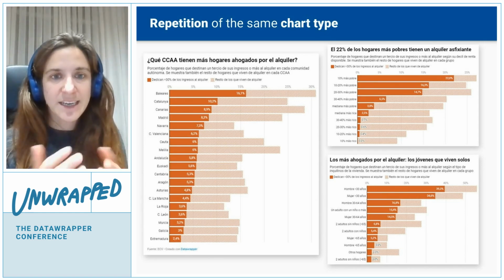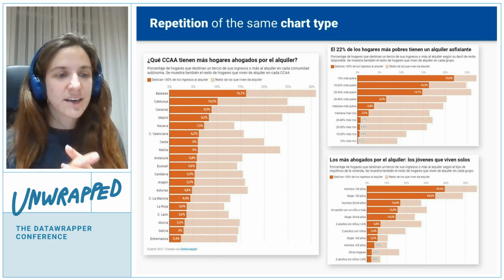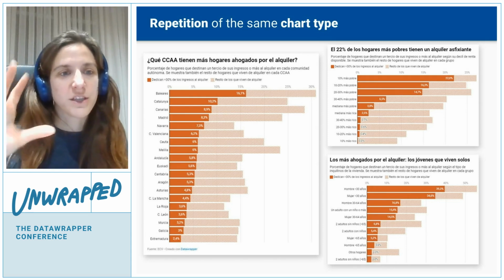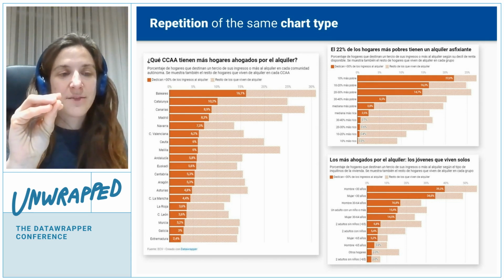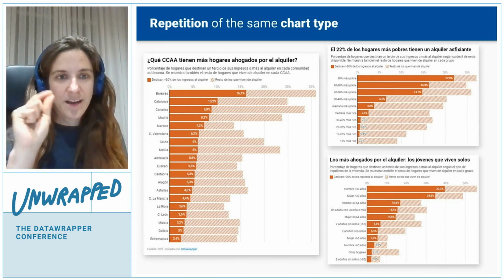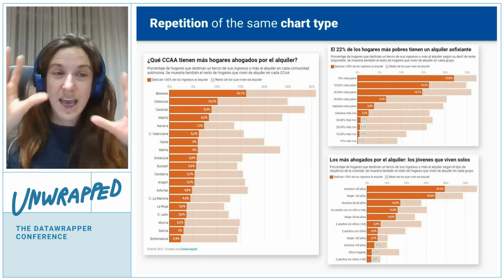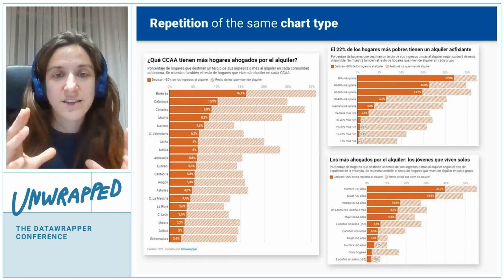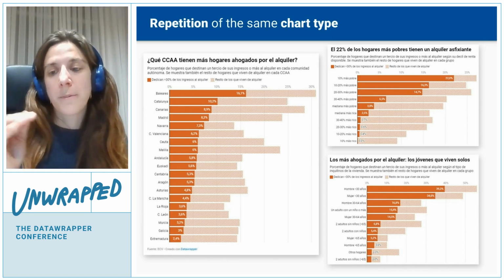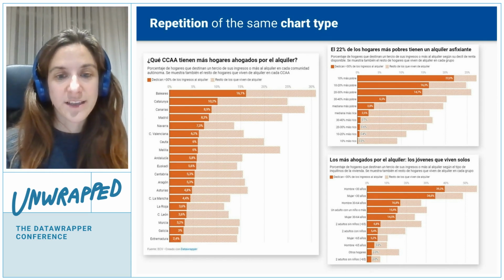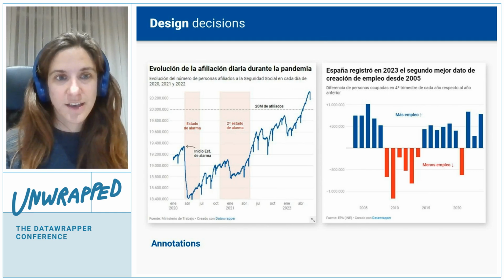And this idea made it easier for the audience to understand because they only have to understand the chart one time, and then every time during the article they find the same chart type, the same format, so it's easier for them to read the results.